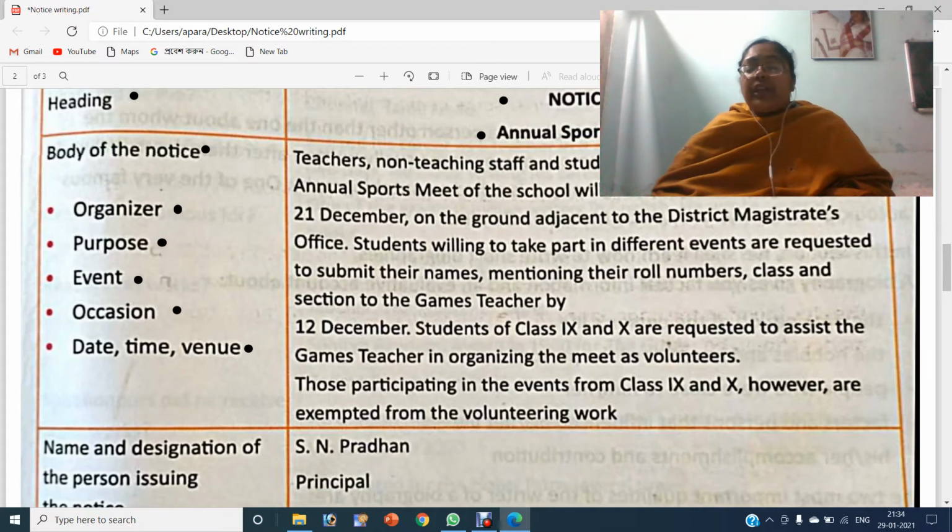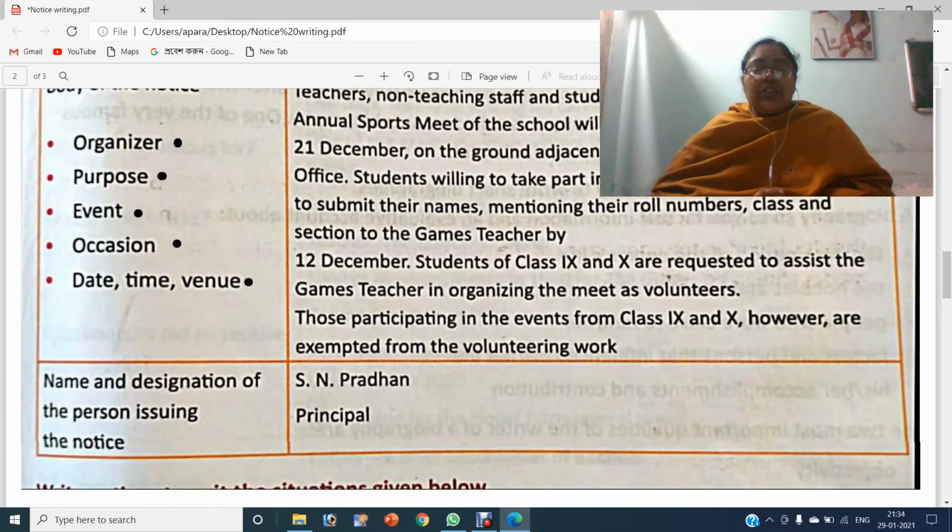So from here, what do we come to know from the body of the notice? Just see here, we come to know the organizer. We come to know the purpose of the notice. We come to know the event which is being mentioned in the notice. Then the occasion when the notice is being written down. And the date, time and venue when the notice is being issued for the teachers and the students. So this is very clear from the notice which has been given to us.